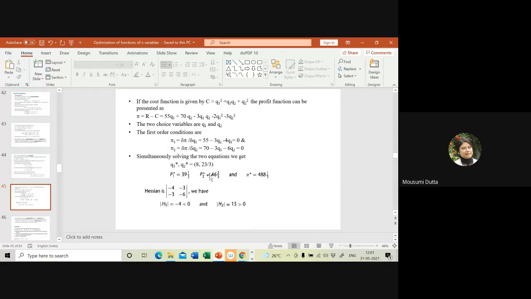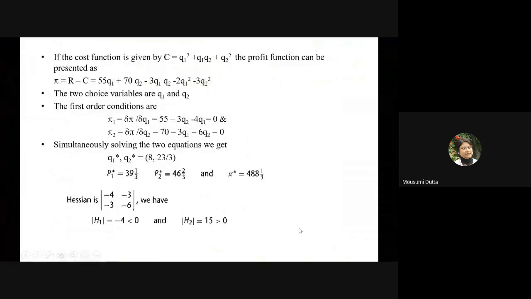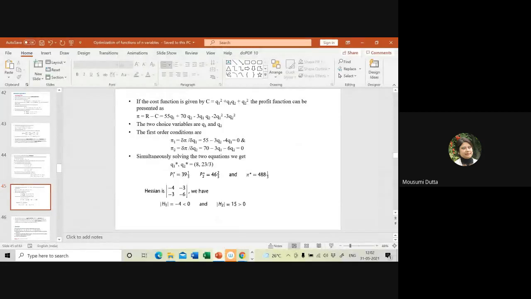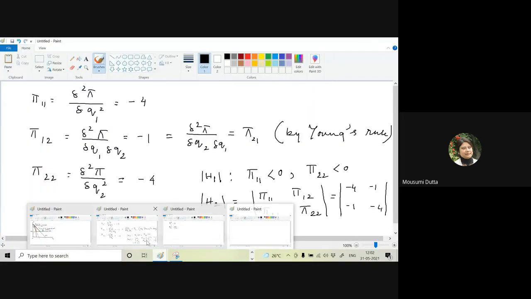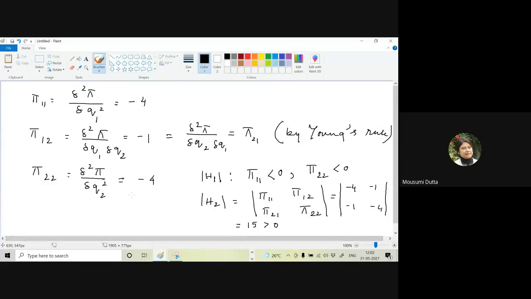Okay, so I think all these things are understandable and solvable. So in the next step, we have to consider the second order derivative. As I did in the earlier case, that kind of thing you need to do. Find out your pi 1 1, pi 1 2, pi 2 2, and tell me what will be the values.